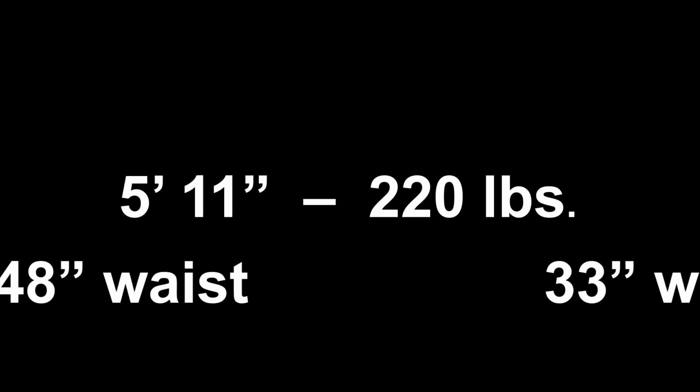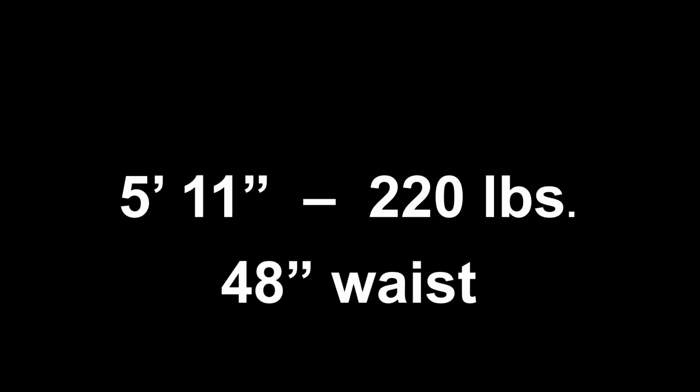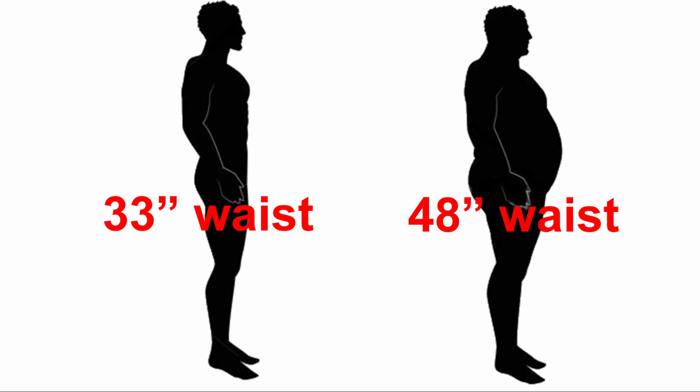And then if they have a 48-inch waist, now you can get a better idea of what this person looks like. Yes, it doesn't differentiate between fat mass and muscle mass, but the circumference measurement, particularly through the midsection, can give you an idea of what someone might look like because of this distribution.